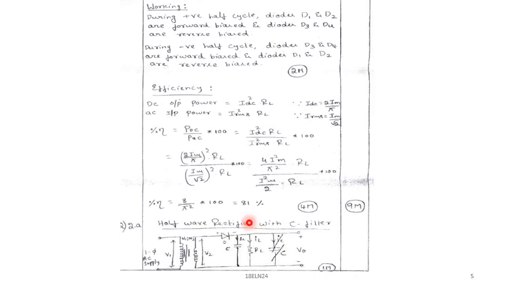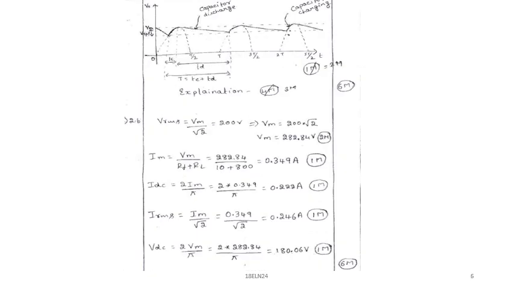The second question is the half-wave rectifier with C filter. So draw the half-wave rectifier with C filter circuit diagram. C filter means the capacitor filter, where the capacitor is connected in parallel to the circuit. The circuit diagram and waveform usually carry 3 marks. This is the waveform for a half-wave rectifier with capacitor filter. You have to mention the charging and discharging time. It is 2 marks. Then the explanation is 3 marks: what happens in a half-wave rectifier with C filter.